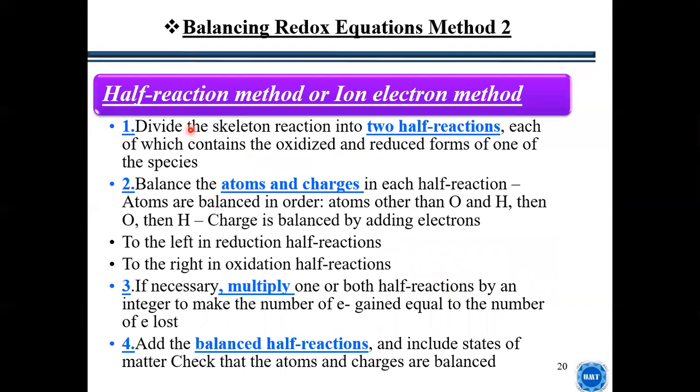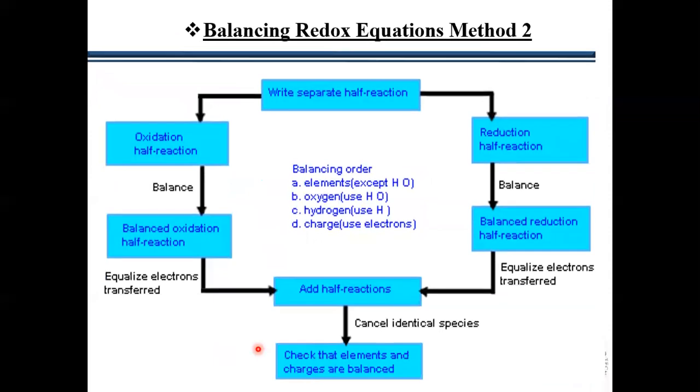Now it's the turn of the second method. The second method is the ion electron method or half reaction method. First thing is to write the skeleton and then cut it into 2 half reactions, the oxidation reaction and the reduction reaction. Then we have to balance the charges and atoms. Then we multiply with integers to equalize, and then we balance it. These are the 4 steps.